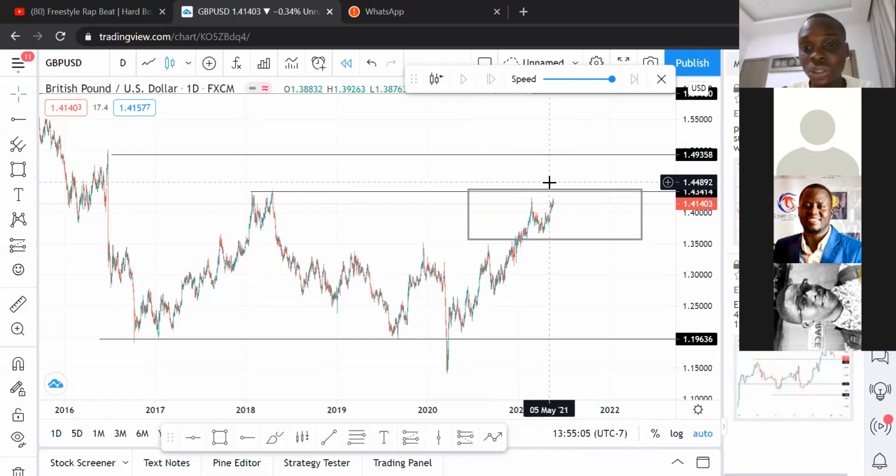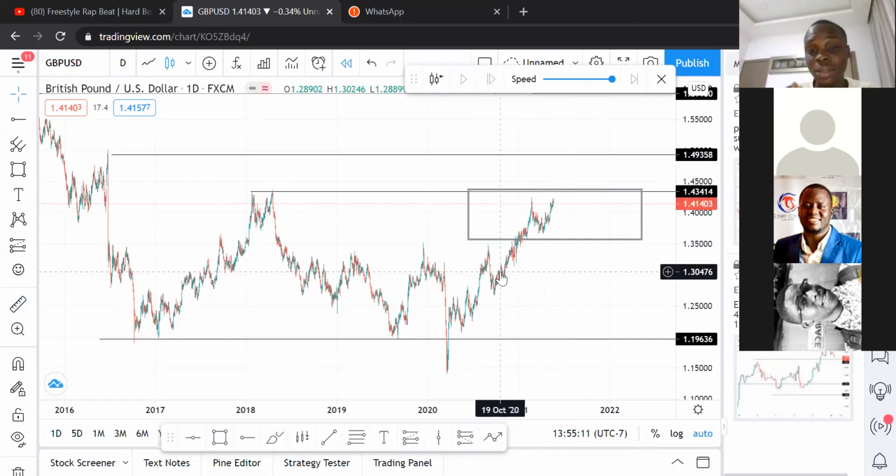Looking for what? A rejection for a sell, or a break above for a buy, a break above and a retest for a buy. These are the things I look for. These are things you can easily understand.